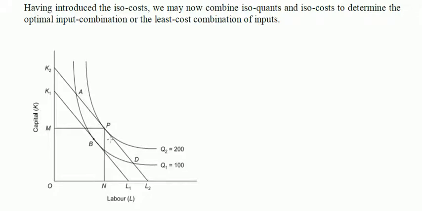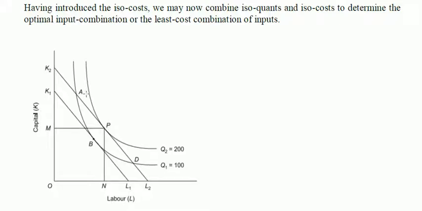At this budget K2 L2 and on this curve, I get a point P. If I increase the budget and employ M capital and N labor, I can produce 200 units. So my quantity has increased from 100 to 200. If I employ the proper amount of capital and labor, I can produce 200 units at the same K2 L2 budget. If I have a budget of K1 L1 only, then I'll use point B for production. If the budget is increased to K2 L2, I can be at point P.